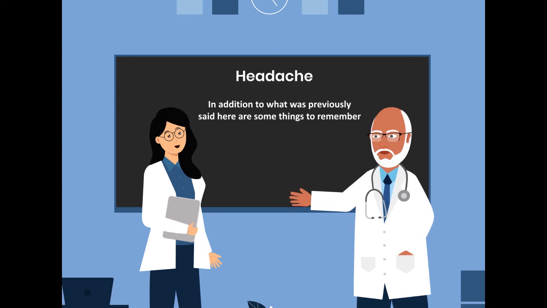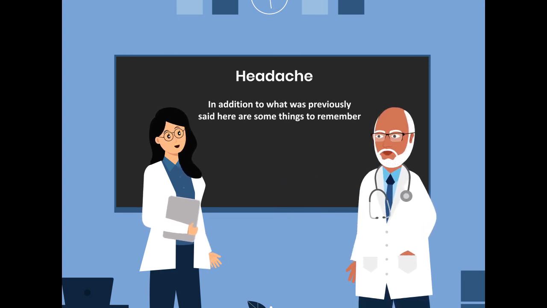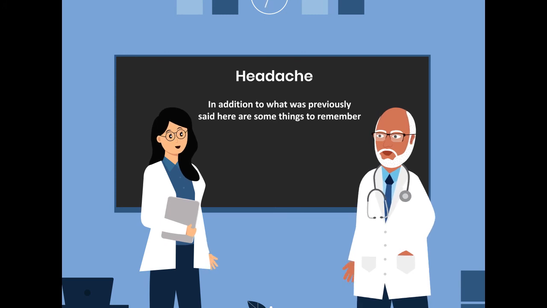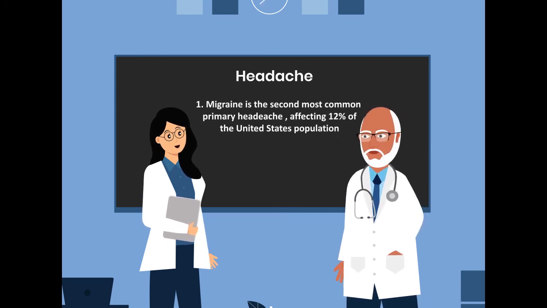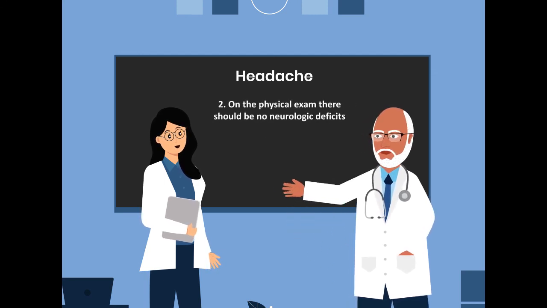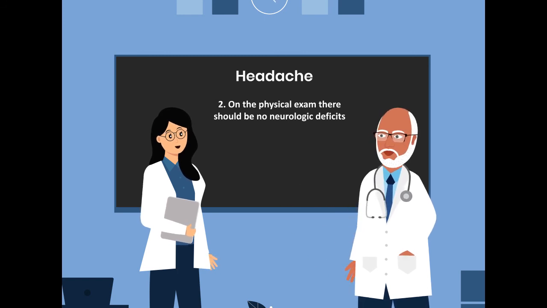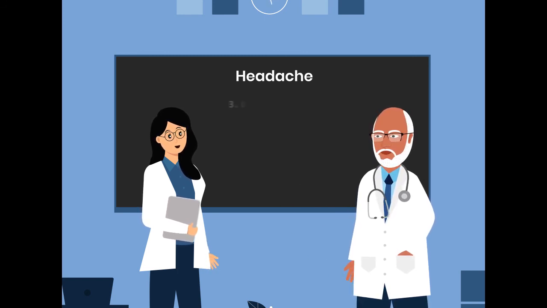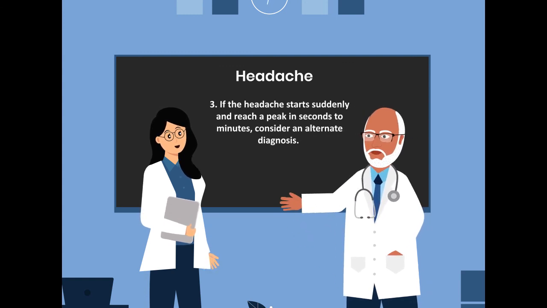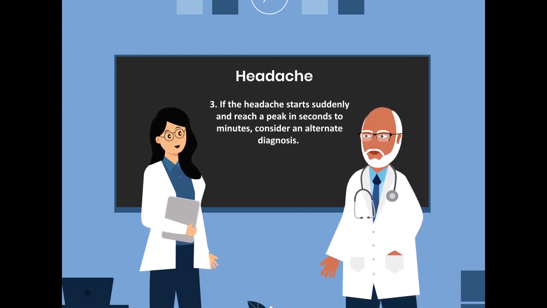In addition to what was previously said, here are some things to remember. Number one, migraine is the second most common primary headache, affecting 12% of the United States population. Number two, on the physical exam, there should be no neurologic deficits. And number three, if the headache starts suddenly and reaches a peak in seconds to minutes, consider an alternate diagnosis.